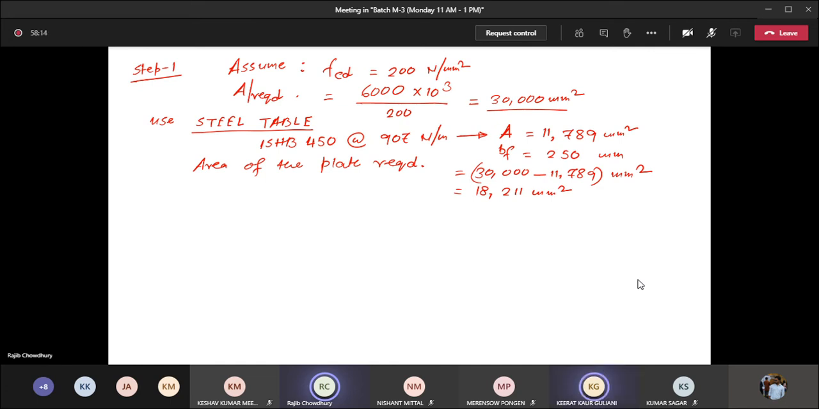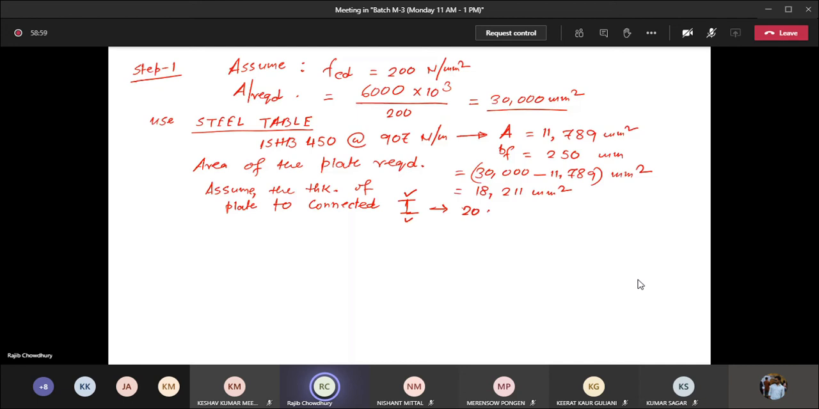Okay. So this much area of the plate has been required, 18,000 to 1. Now what I am going to do, again I am going to assume one more thing: the thickness of the plate to be connected on both faces, on both flanges of the I section, here and here, is, let's say, 20 mm. So this is another assumption.